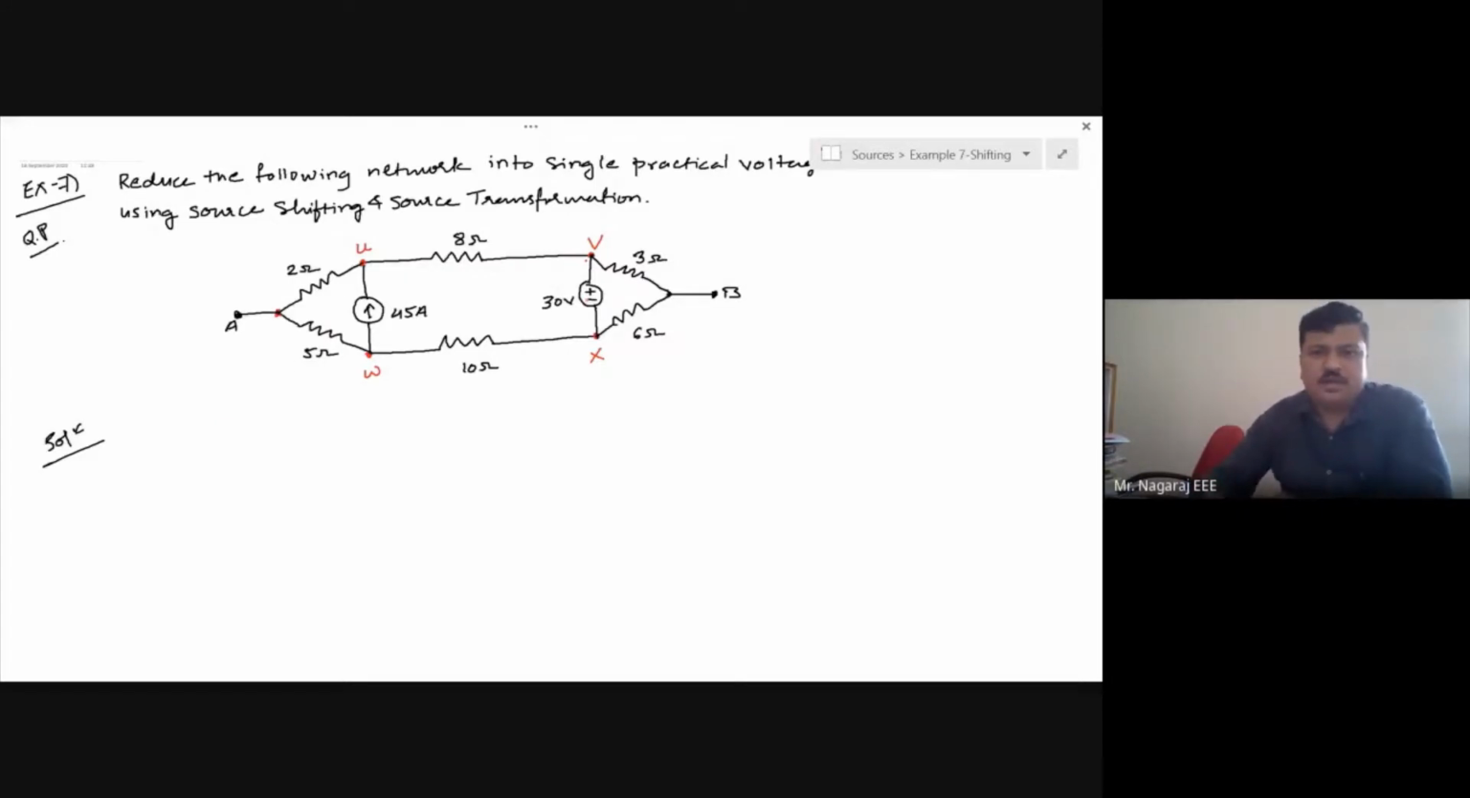Second case. Now I can shift this 30 volt voltage source beyond node V or beyond node X. Both will give the same result. There is no harm absolutely. Whether I shift it beyond node X or beyond node V, there is no harm. There is no compulsion like that, so I can consider shifting on any side. First, I will do it simultaneously to save time, because we already know. I hope that you have understood the source shifting technique.